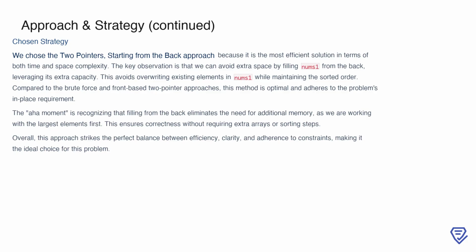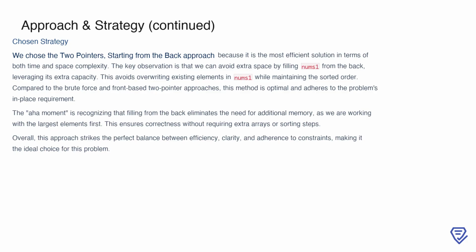The chosen strategy is the 2 pointers approach starting from the back. This method stands out as the most efficient solution in terms of both time and space complexity. The key insight here is that by filling nums1 from the back, we avoid overwriting its existing elements while maintaining the sorted order. This eliminates the need for additional arrays or sorting steps, which are required in the other approaches. The aha moment in this strategy is recognizing that working with the largest elements first simplifies the merging process and ensures correctness without extra memory.